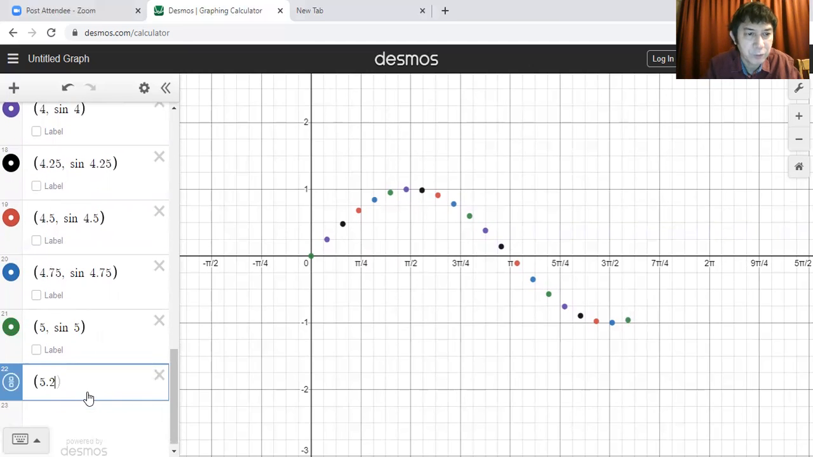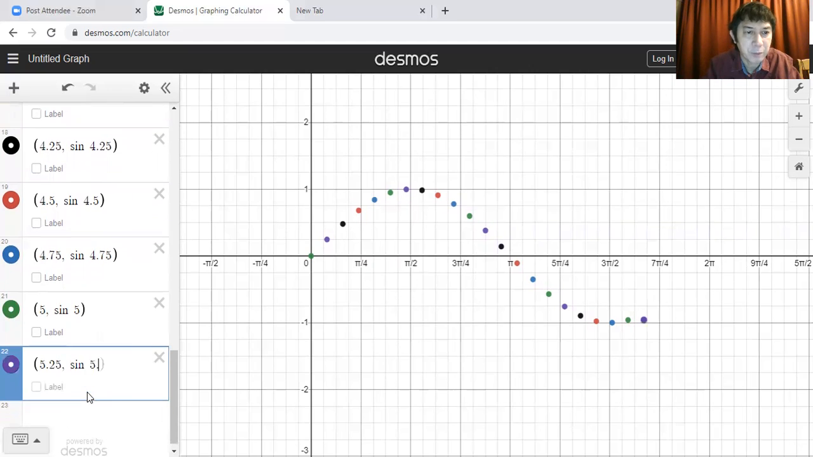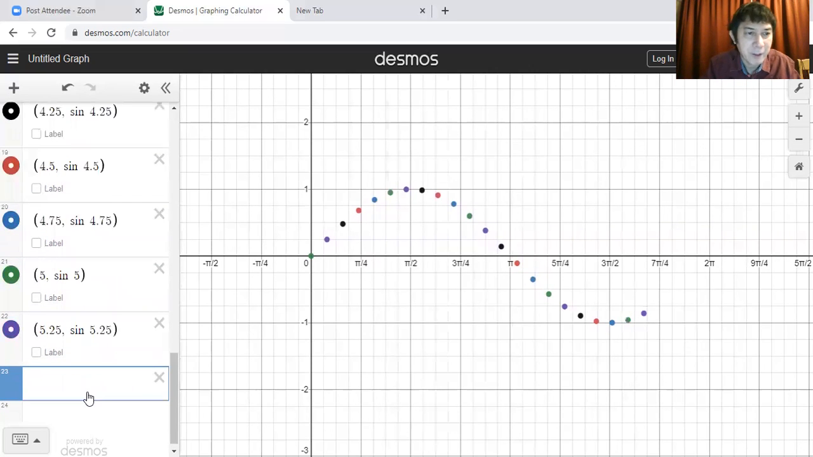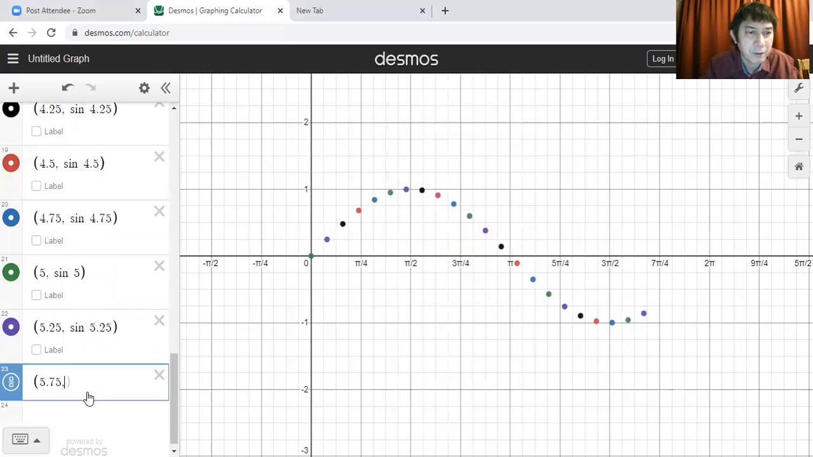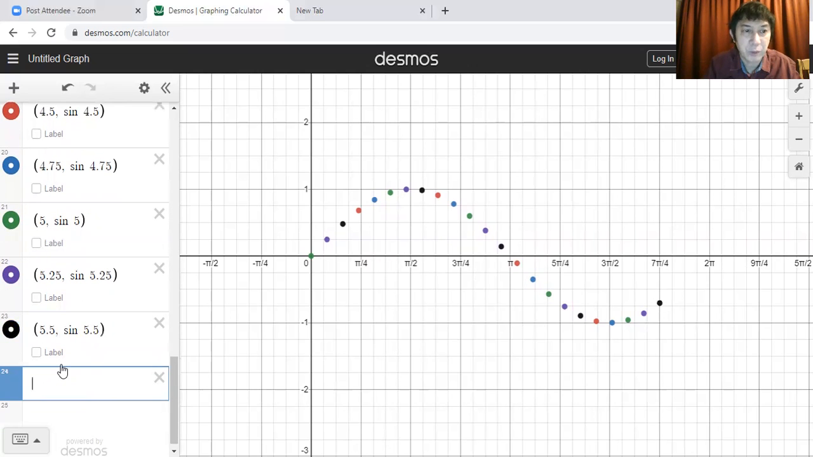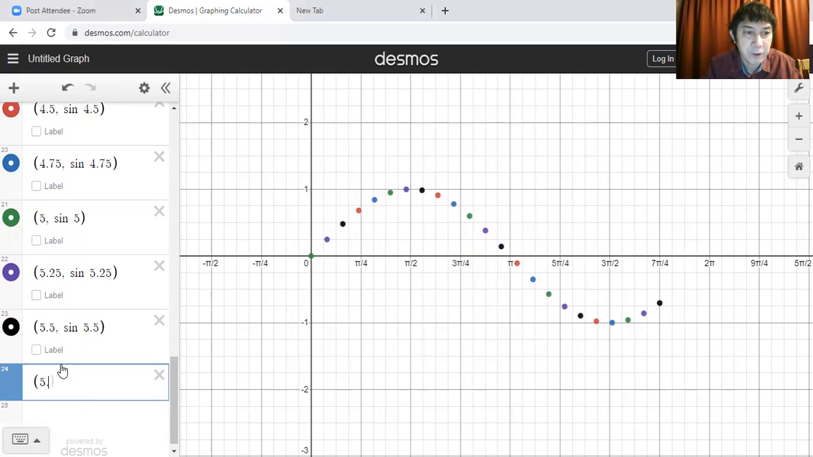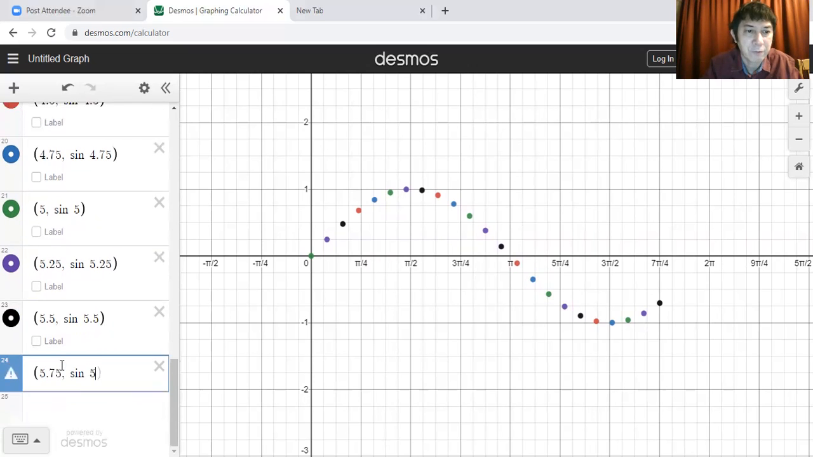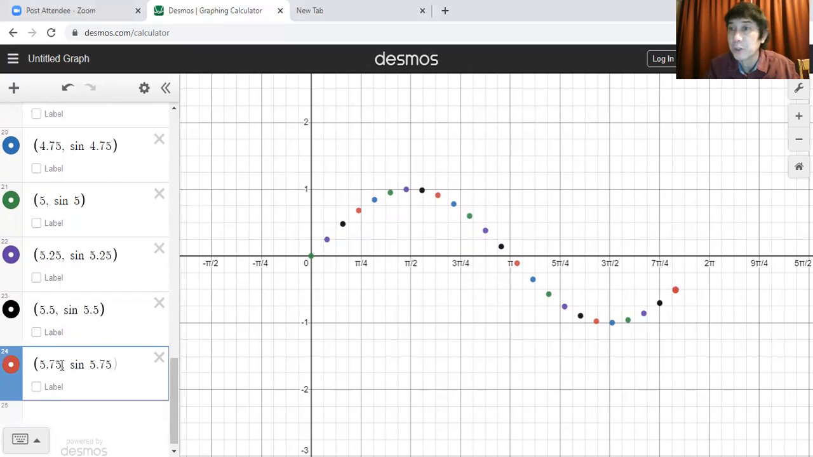And then we have 5.25, sine of 5.25. Next, we have 5.75 for x, sine of 5.75 for y. We should have 0.5 first, so this will be 5.5 and sine of 5.5 there. All right, that should be it. And next will be the x value 5.75 and then sine of 5.75. So we're using an increment of 0.25, radians.